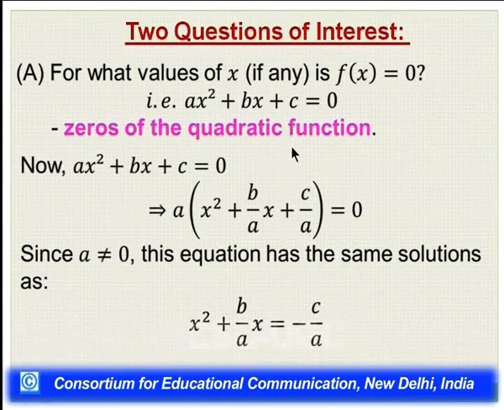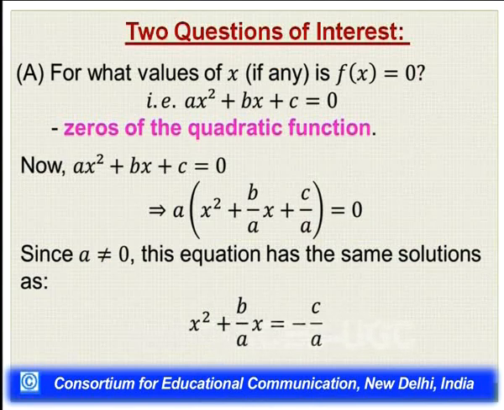Now, what do we mean by the zeros of the quadratic function? Mathematically, when we talk of zeros of the quadratic function, this amounts to solving a quadratic equation, or finding the roots, if any, or the solutions, if any, of a quadratic equation. Graphically, this would amount to finding the point or points where the graph of a quadratic function intersects the x-axis. Now, what do we mean by that?